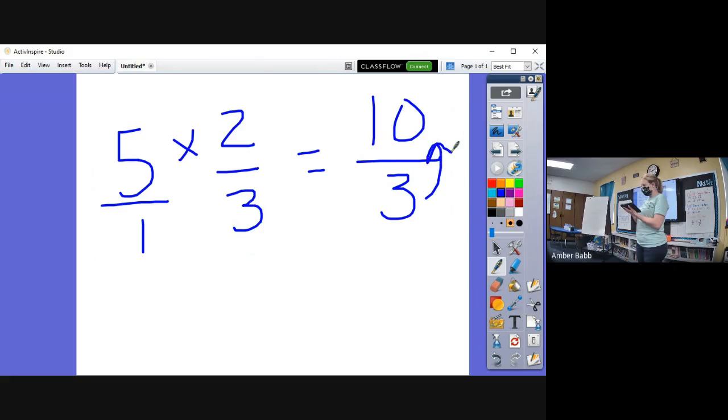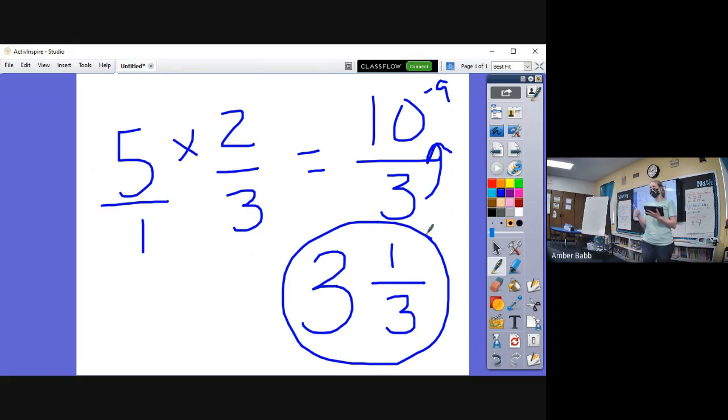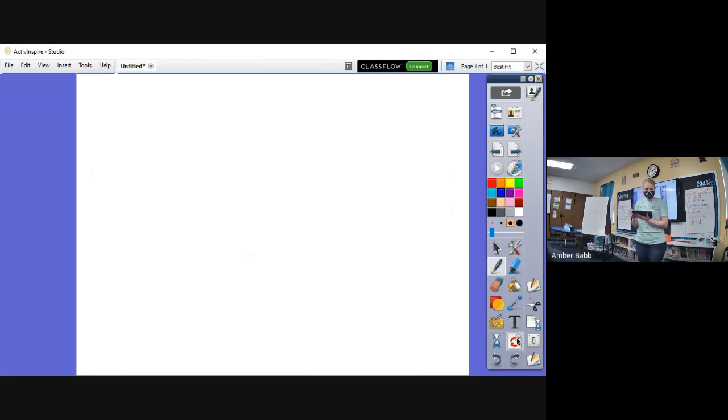Kendall, how many times does 3 go into 10? 3, and there's 1 left over. 3 times 3 would be a 9. So 10 minus 9 is 1. Third. Nailed it. High five. Okay. Does everybody understand what just happened here? Okay. Let's do letter C.